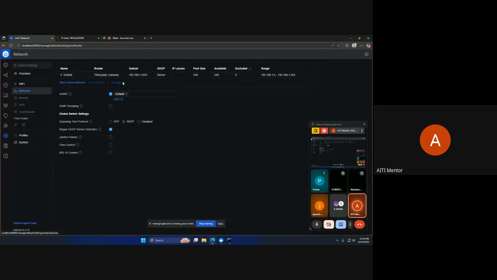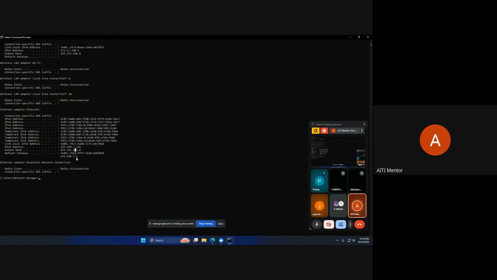Now, this is for this configuration. If we do /8 or /16, what does that mean? If it is /8, it means the subnet mask is going to be 255.0.0.0. If we do /16, it means it's going to be 255.255.0.0. Did you understand that?